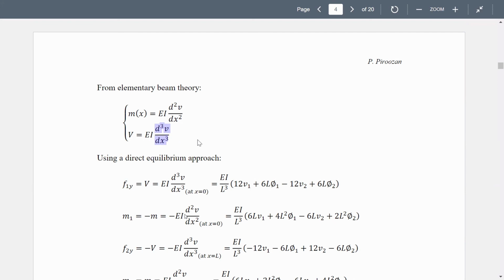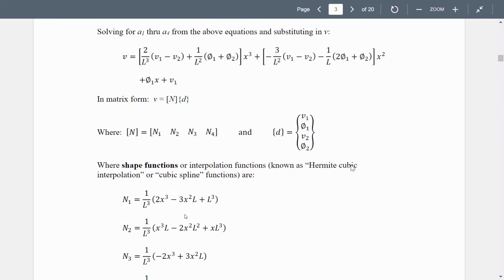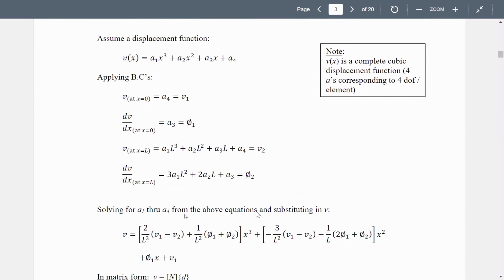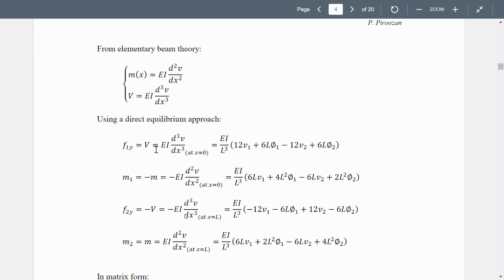So now based on this, let's apply this to find F1y. Remember at the beginning you told me that F1y is the same as V here in solid mechanics. So F1y is the same as V, but V here is EI times the third derivative of V with respect to x, evaluated when x is 0.